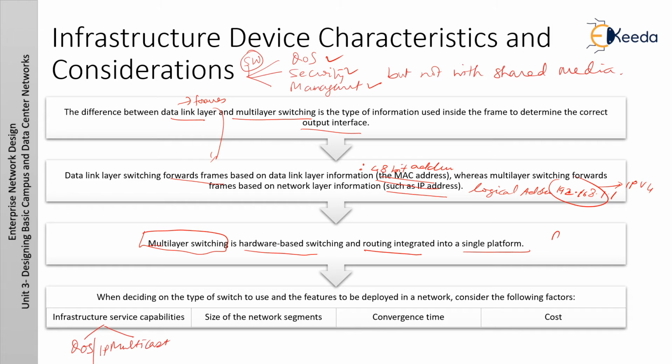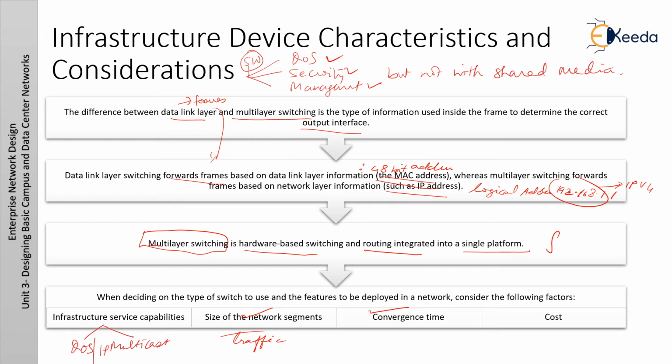Both are integrated. When deciding on the type of switch to use and the features to be deployed in a network, these are the factors. The first factor is infrastructure service capabilities: the network services that the organization requires, like IP multicast and quality of service and so on. Now come to the size of the network: how the network is segmented and how many end devices will be connected, based on traffic characteristics. So traffic is an important thing.